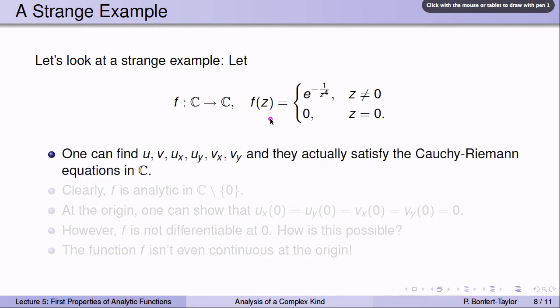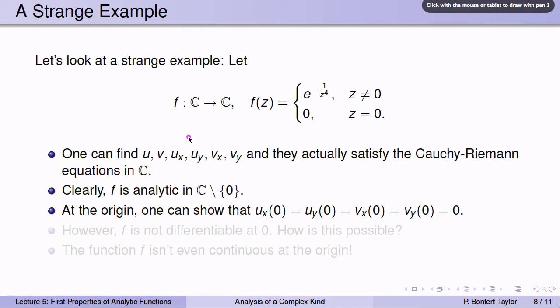In fact, one can find u, v, their x and y derivatives and all that, and show that they actually satisfy the Cauchy-Riemann equations everywhere in C. They clearly satisfy them in C minus 0 because we just saw that f is analytic in C minus 0, but they actually satisfy them at the origin as well. And one can in fact show that at the origin ux, uy, vx, and vy are all equal to 0. However, it turns out f is not differentiable at the origin.